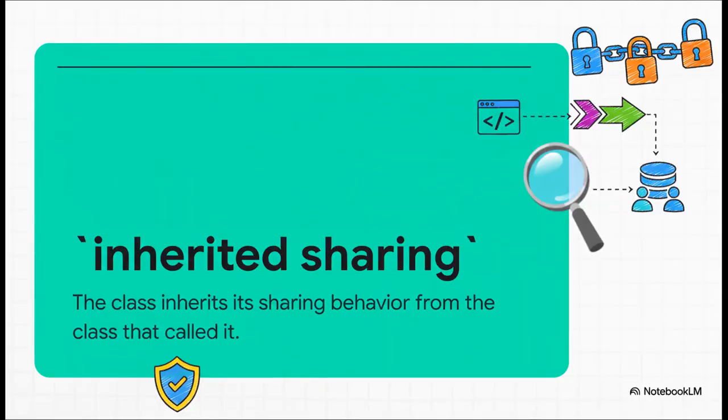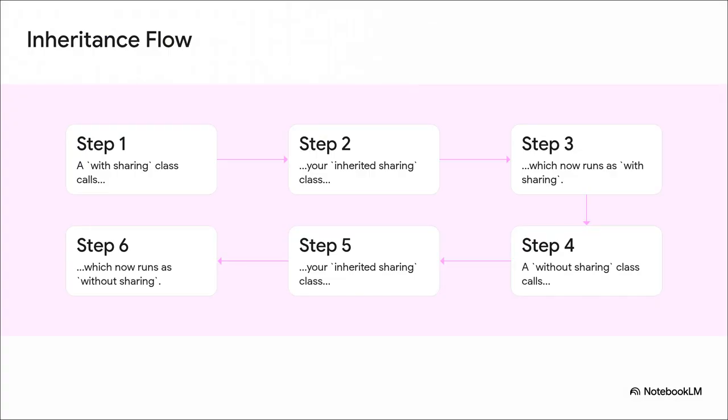The definition is right there in the name. An inherited sharing class just looks at whatever code called it and basically asks, hey, are you running with sharing? Cool, I'll be with sharing too. Oh, you're without sharing? No problem, I'll run without sharing as well. It's incredibly dynamic. And this just shows you exactly how it works.